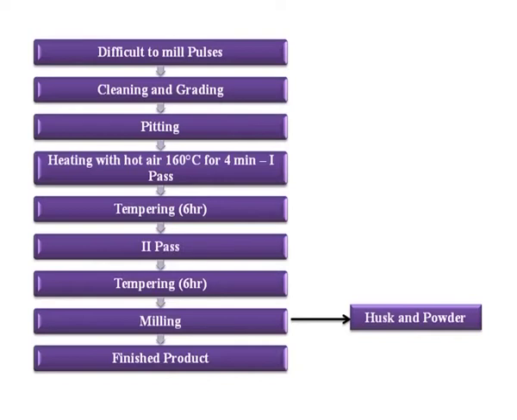The process involves two passes in a dryer with 160 degrees Celsius hot air followed by tempering for 6 hours. The operation is continuous, replaces sun drying and is carried out indoors. In this method, yield of dal is around 80%. This method has advantages like less requirement of manpower, no need of drying yard, no requirement of edible oil, etc.